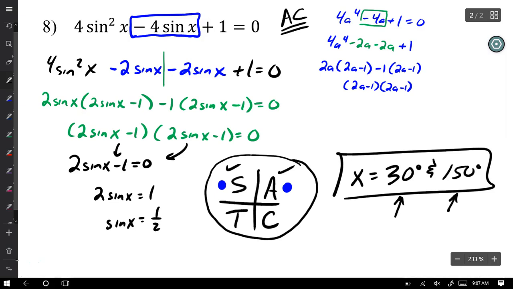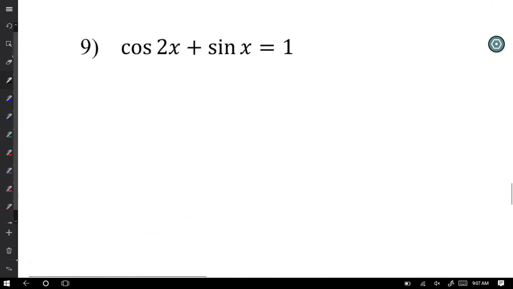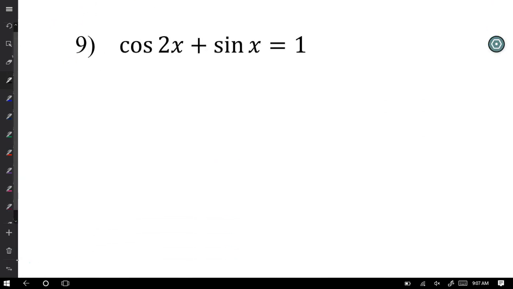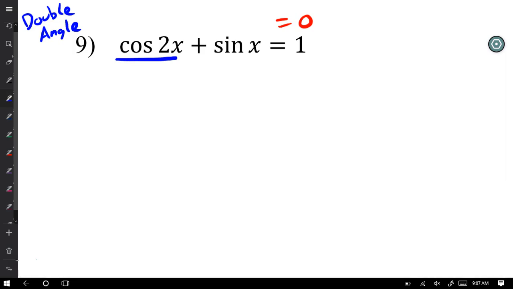So let's try the last one, which is number 9. Let's see why we're going to go over number 9 and what's unique about it. So in number 9, what do you notice? First thing I see is it's not equal to 0. I want it equal to 0 and it's not. The second thing I see is I have a cosine of 2x, which is my double angle theorem, and I have a sine of x. So I don't have like terms. I don't like that, so I want to create them.